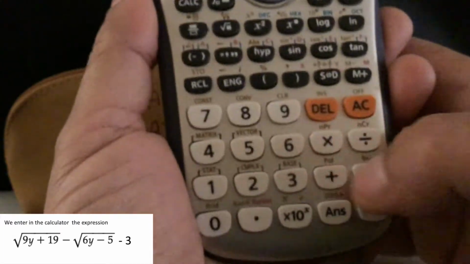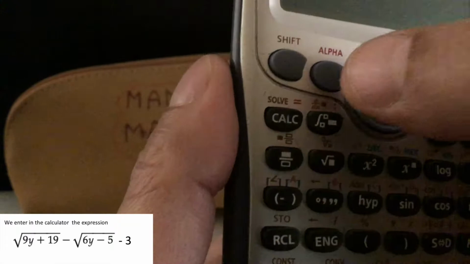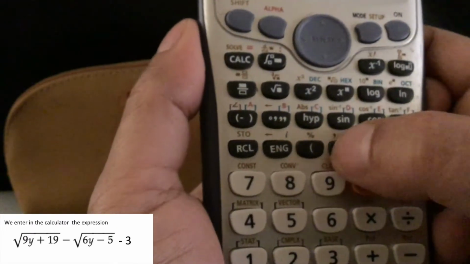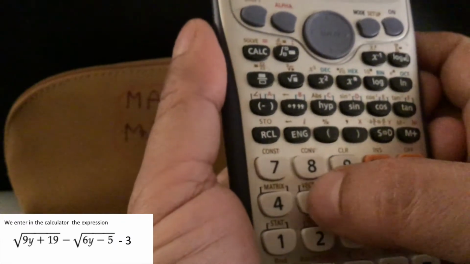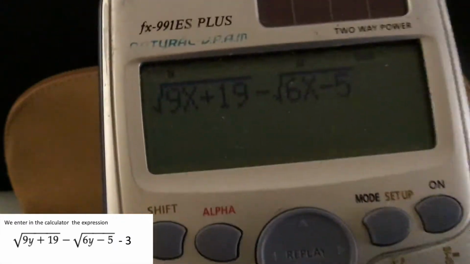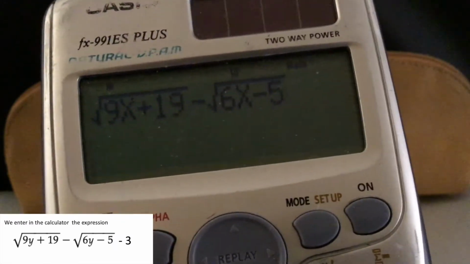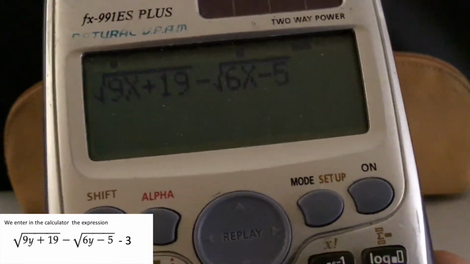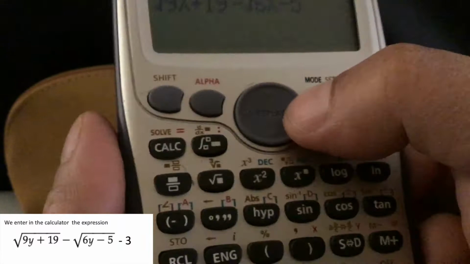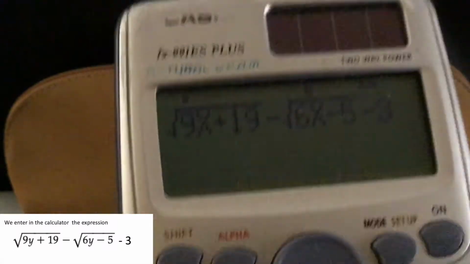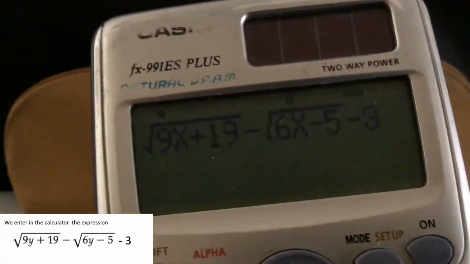I use 6, alpha x, minus 5. Okay, that's my expression there. As soon as I enter my expression, I should enter minus 3 as well. So I move the cursor out, so it's out as you can see, and then minus 3. Okay, the calculator is set up.